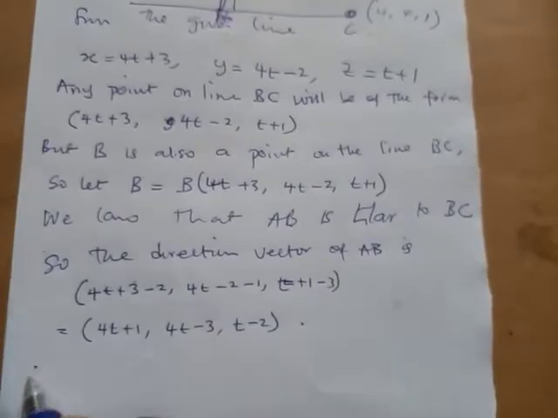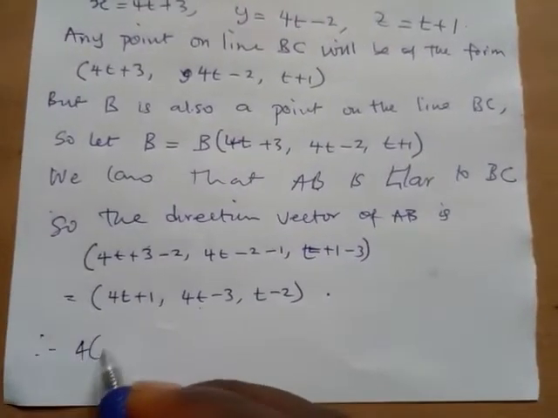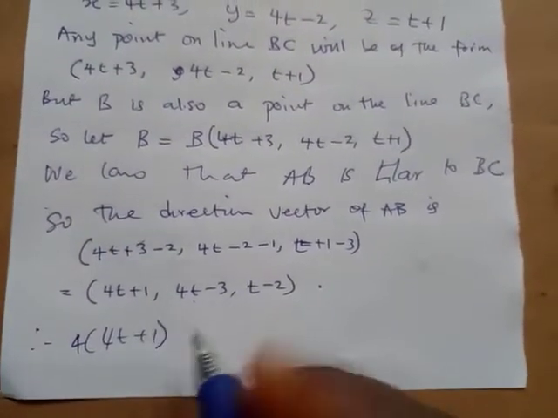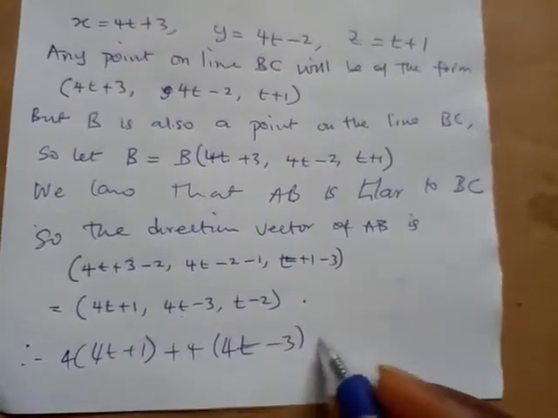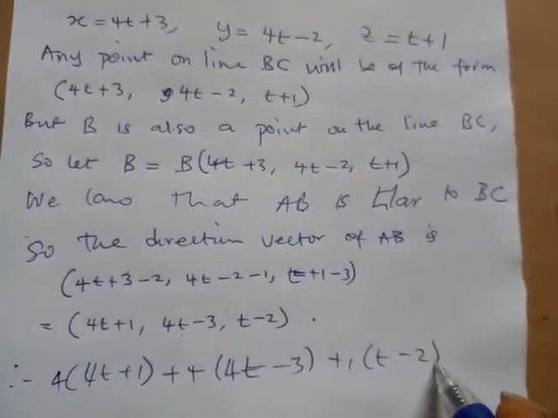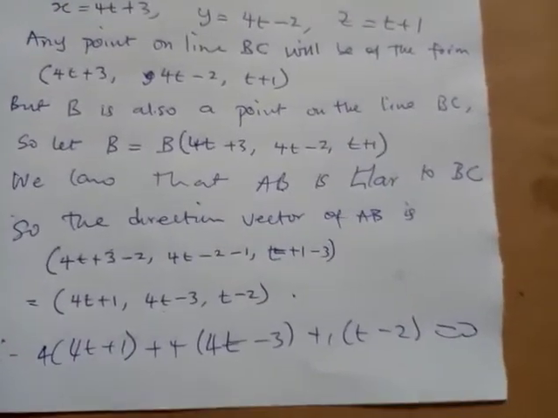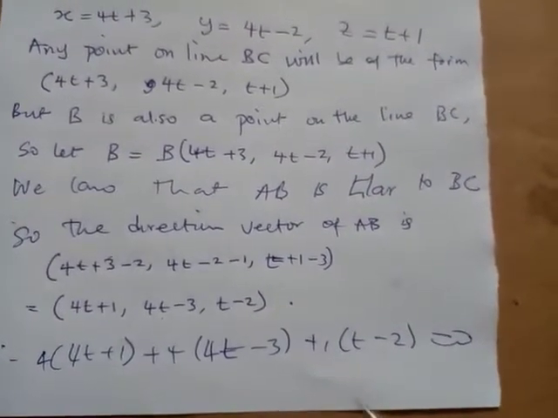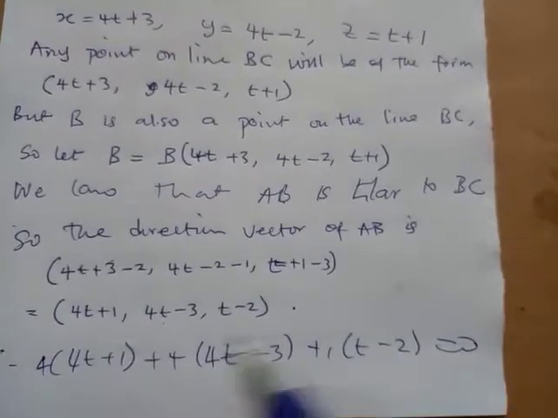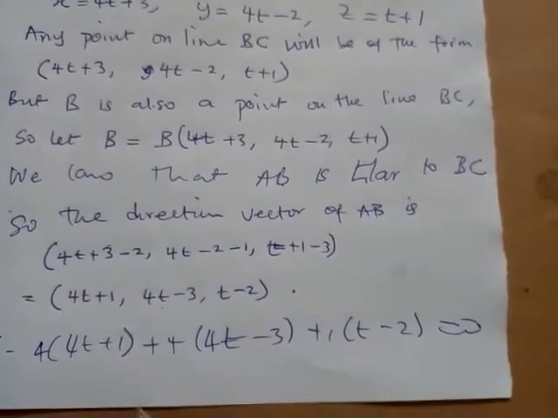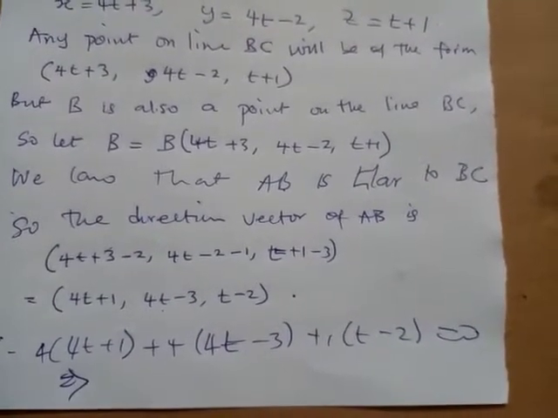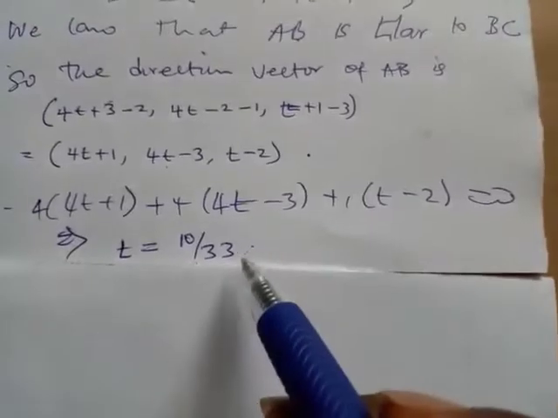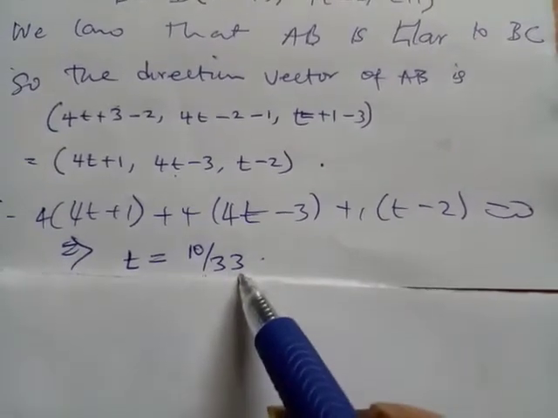So therefore, the 4, 4, 1, we multiply this. Therefore, 4 times 4t plus 1, 4t minus 3 plus 1 into t minus 2 must be equal to 0. Since the two are perpendicular, the product of their direction vectors or direction ratios will be 0. And by doing so, we get our t to be 10 over 33.